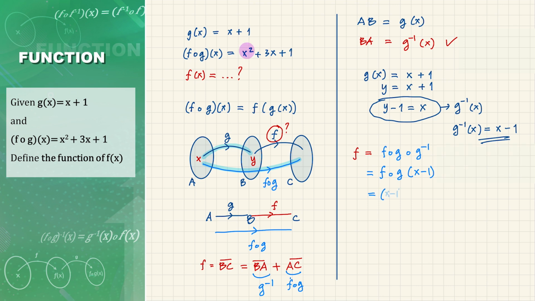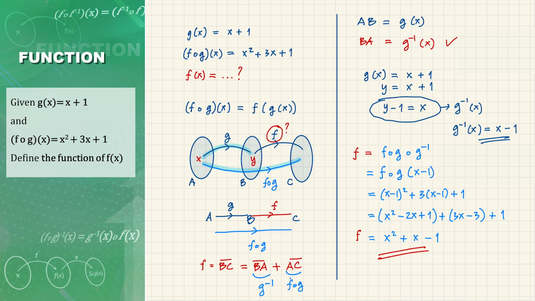The equation will become x minus 1 squared plus 3 times x minus 1 plus 1, then x squared minus 2x plus 1 plus 3x minus 3 plus 1 results in x squared plus x minus 1. This is the answer to this question.